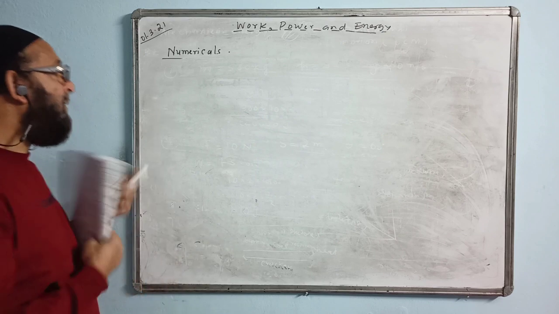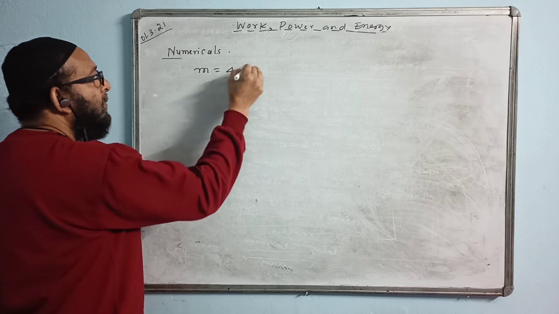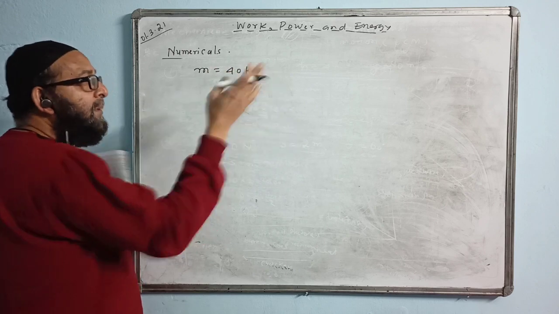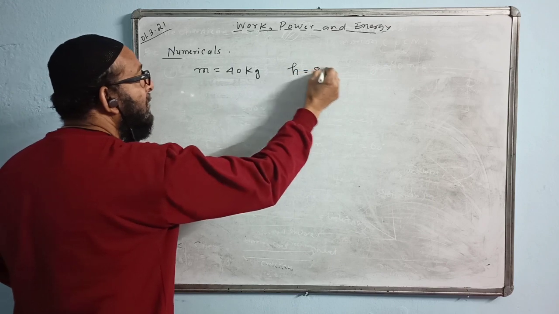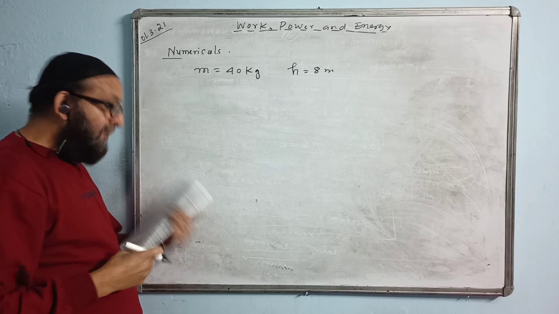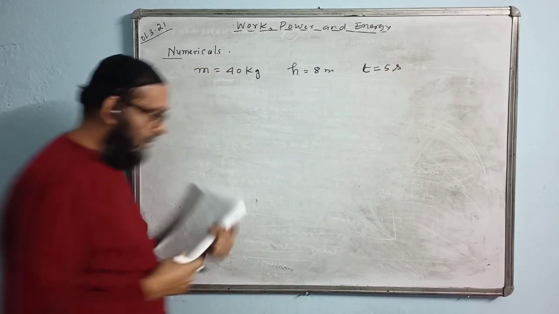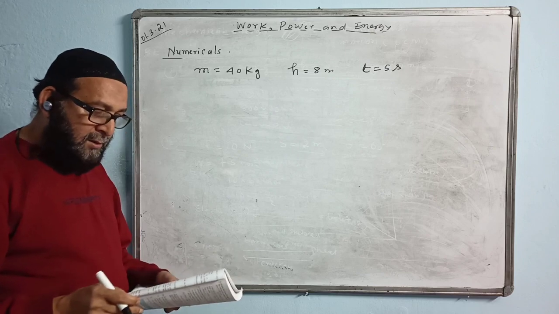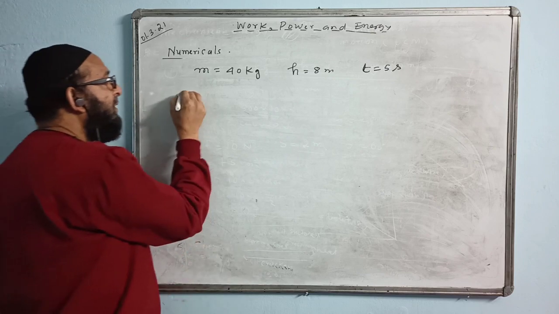Mass of the boy is given, right information. Mass of the boy is given 40 kg. The boy is climbing up a stair 8 meters high. That is, height of the stairs is given 8 meters altogether. And the time is given 5 seconds. And question number 1 says, the force of gravity acting on the boy. We have to first find force of gravity.